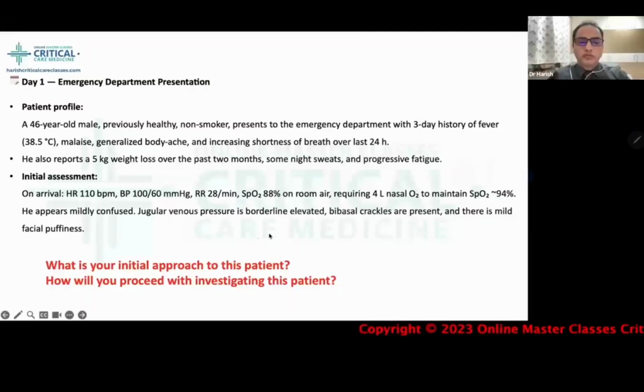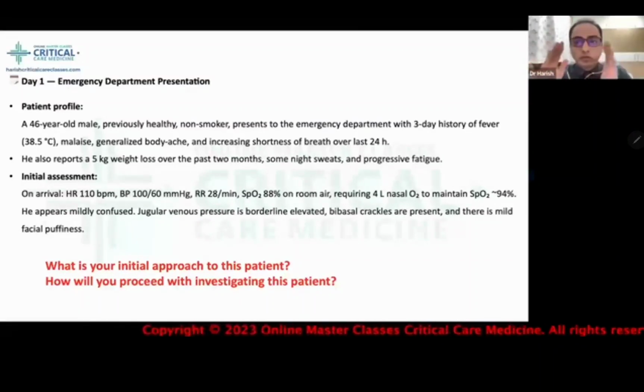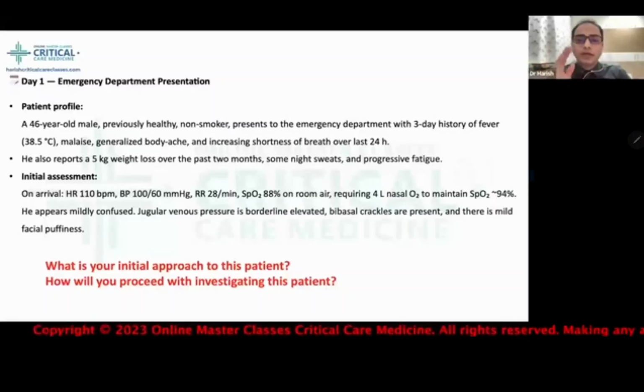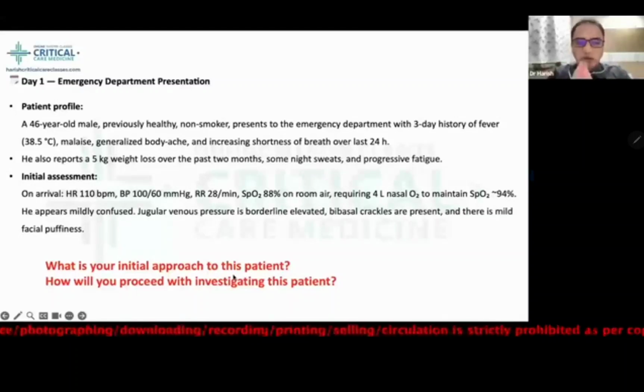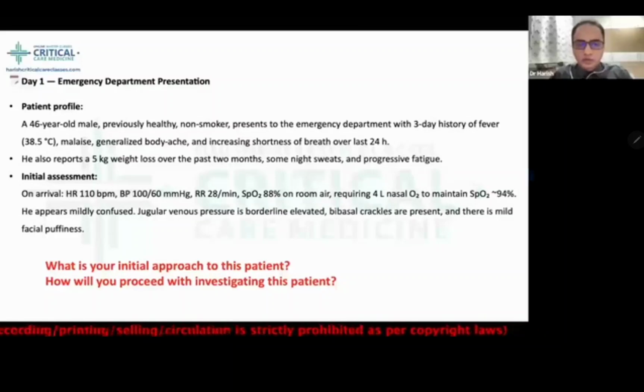His jugular venous pressure is borderline elevated, meaning the JVP is visualized, even though you don't usually monitor the JVP. In European exams, you might get this. So JVP looks elevated. Bibasal crepitations are present. There is mild facial puffiness. So what is your initial approach to this patient? How will you proceed with investigation of this particular patient?